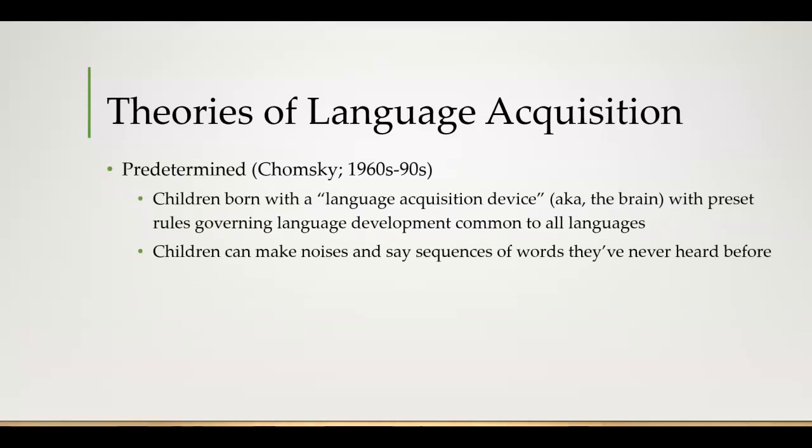Predetermined. This again is sort of a nature over nurture, but it at least acknowledges environment. Noam Chomsky, famous linguist, definitely most uptrending, if you want to use that word, the 60s through the 90s, and people are still talking about Noam Chomsky, especially anybody who's into linguistics.